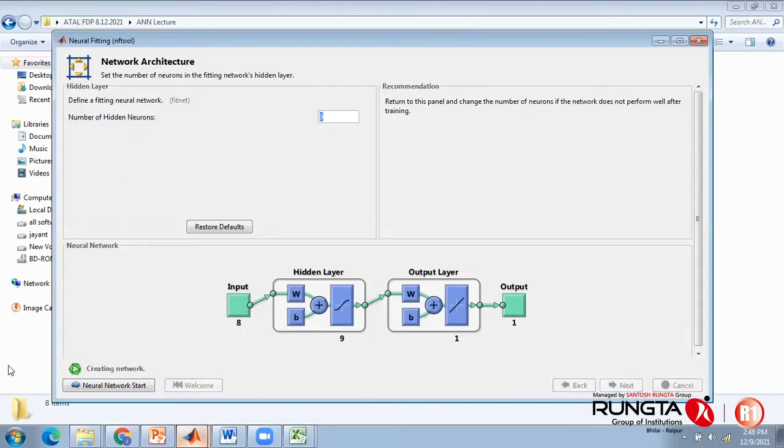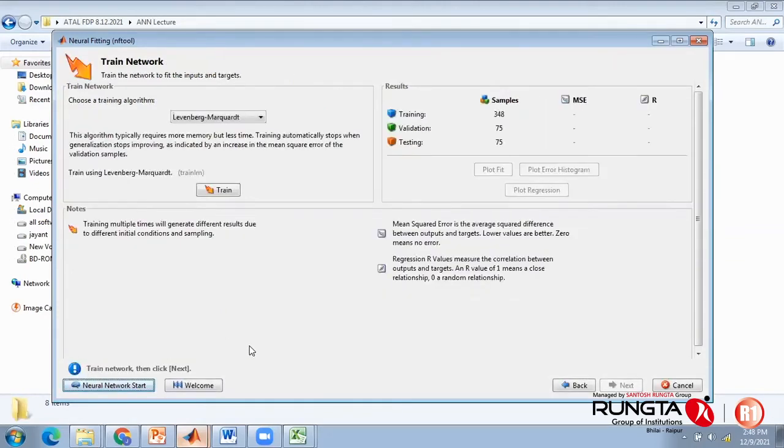Go for next, and the network is being created. If you can see this green thing, now the network is created. This topology is established, and now we can train the neural network. Training the neural network means we can generate the synapses, random numbers, calculation can be done, and accordingly the data can be processed, and then we calculate MSE and R. On this side, you can see mean square error and R for the training sample, the validation sample, as well as the testing sample.